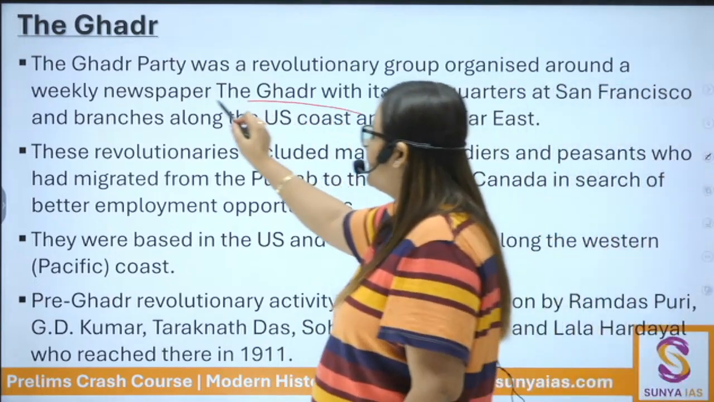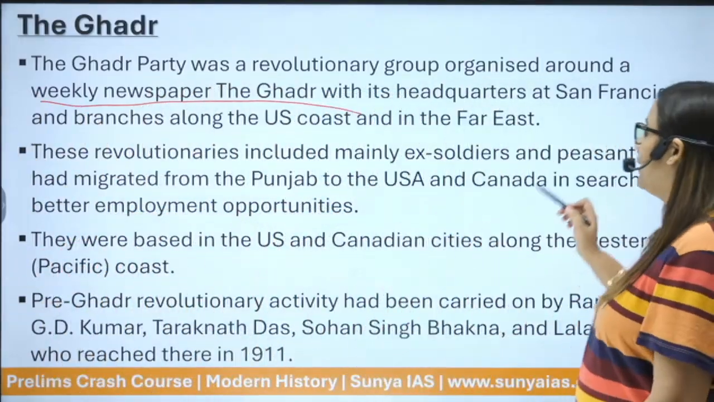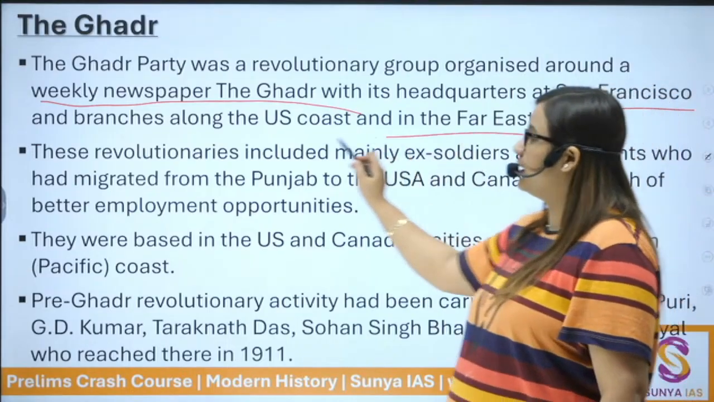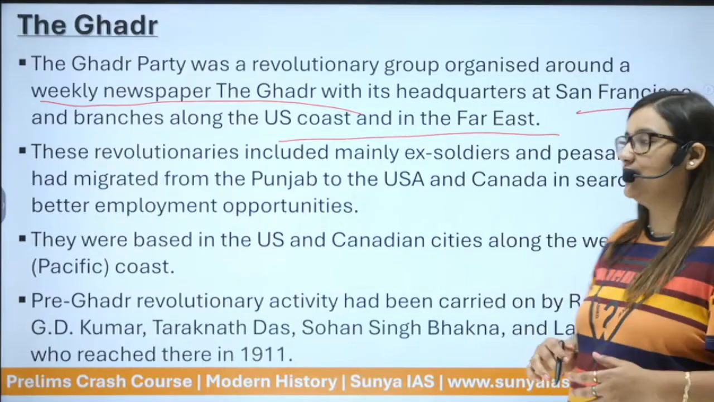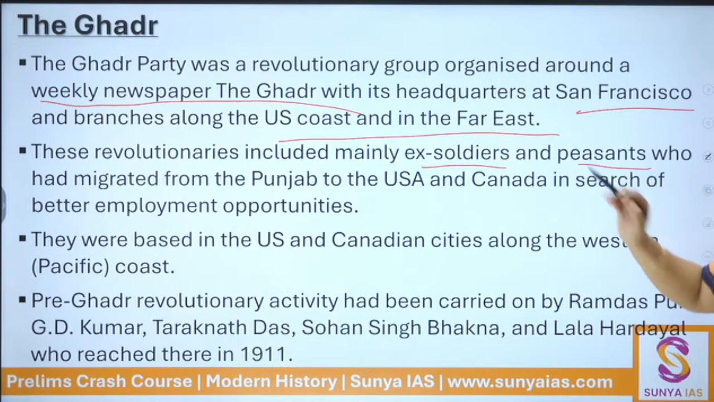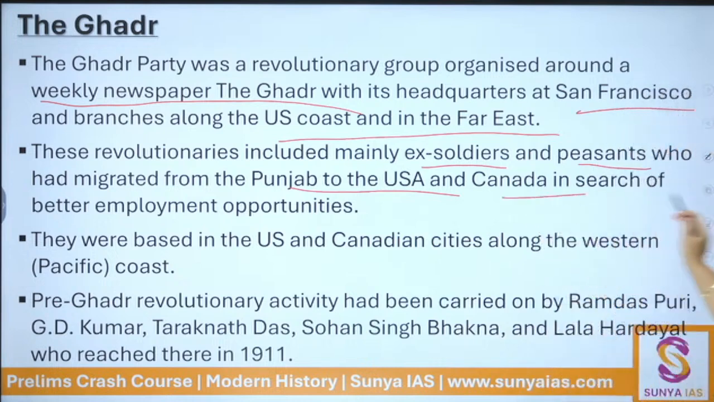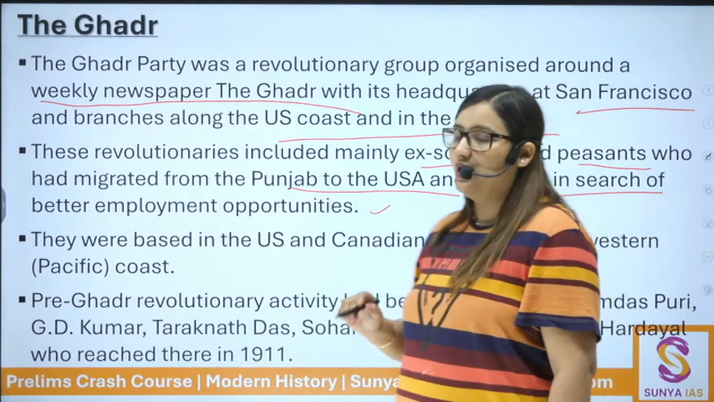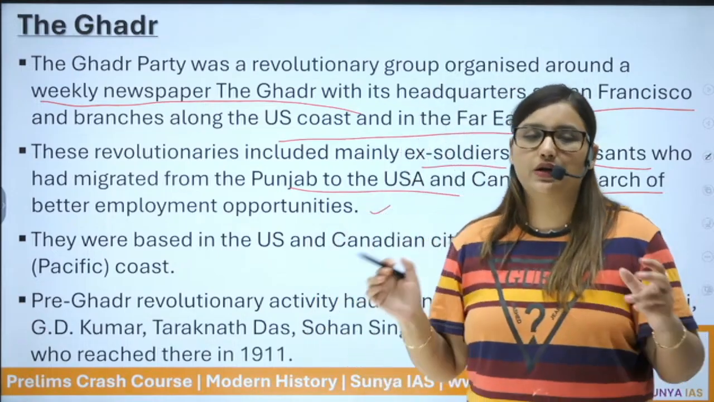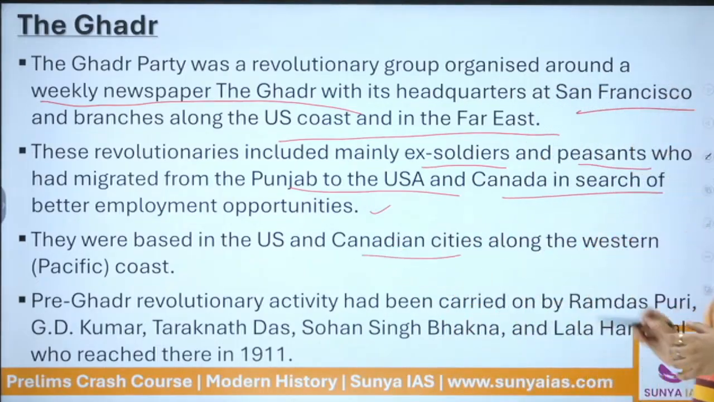The name of the weekly newspaper was The Gadar, with its headquarters at San Francisco and branches along the US coast and in the Far East. These revolutionaries included mainly ex-soldiers and peasants who had migrated from Punjab to the USA and Canada in search of better employment opportunities. When they started earning well and had a good life in the foreign countries, they thought about the Indians. They were based in US and Canada cities.